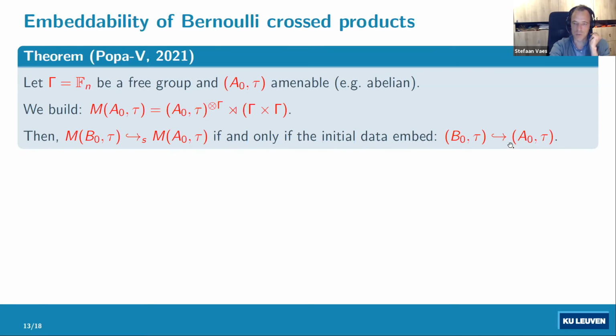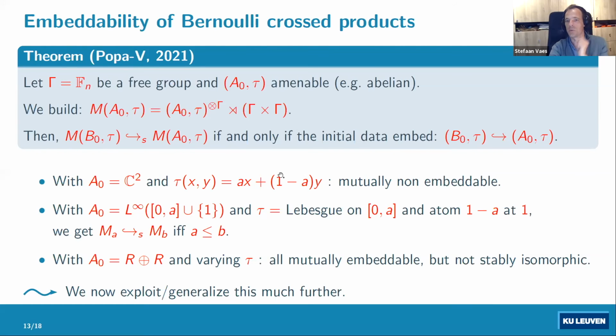Okay, this may sound a bit like abstract nonsense, but let me illustrate this with the easiest case. You can take as a base algebra a 2-dimensional algebra. And then, of course, a trace on a 2-dimensional algebra is just determined by the weight you give to the atom. So you have a parameter A, which can be any number between 0 and 1. And then the trace looks like this.